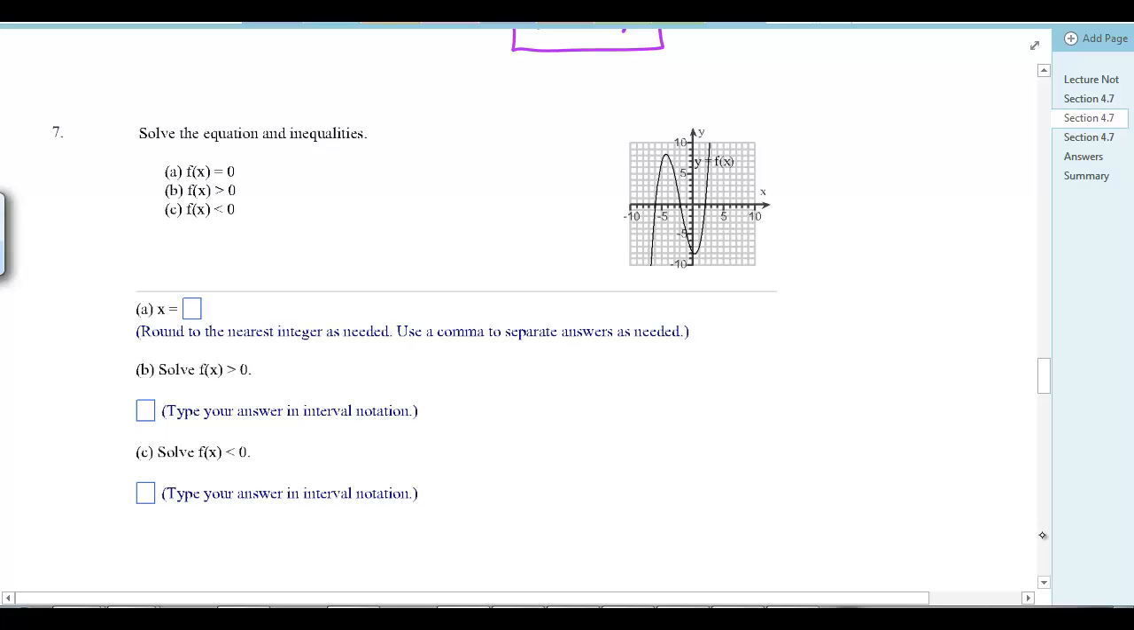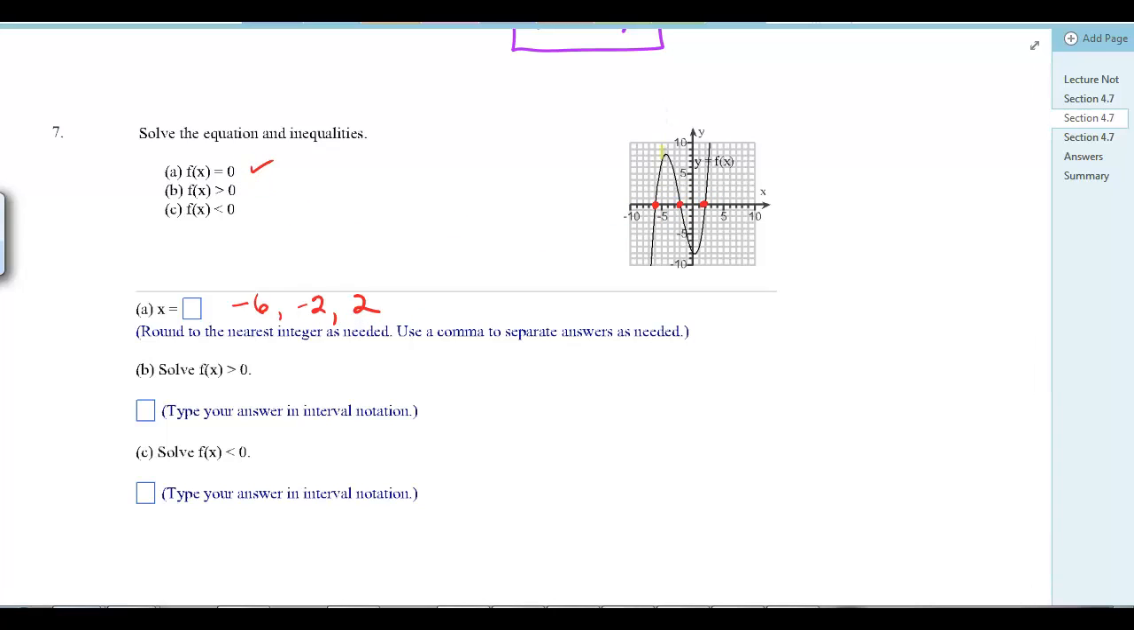All right, solve the equation and the inequalities. We're just looking at this and we're examining. So where does f of x equal 0? That's going to be the x-intercepts. All right, so we have these 3 are the x-intercepts, and we can see that's at negative 6 and negative 2 and 2. So that's where it's equal to 0. So we've done that one.